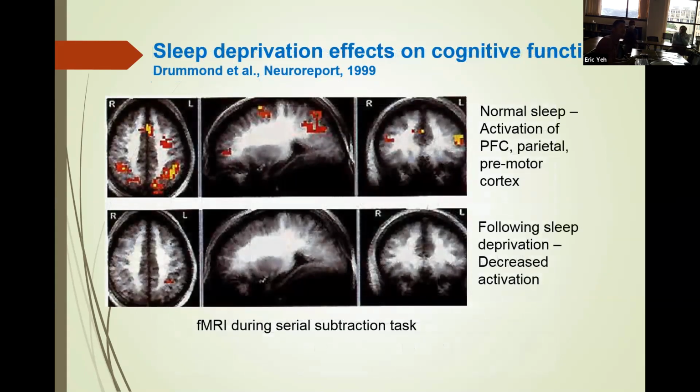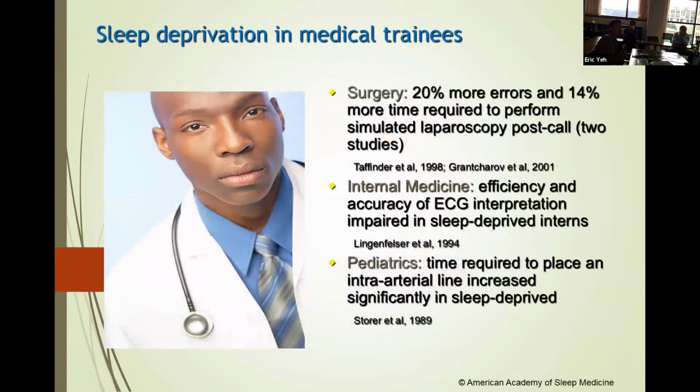Next one, sleep deprivation effects on cognitive functions. Functional MRI with normal sleep shows activation of the prefrontal cortex, parietal and premotor cortex. Following sleep deprivation, basically you don't see much lighting up, nothing, right? So that's that.